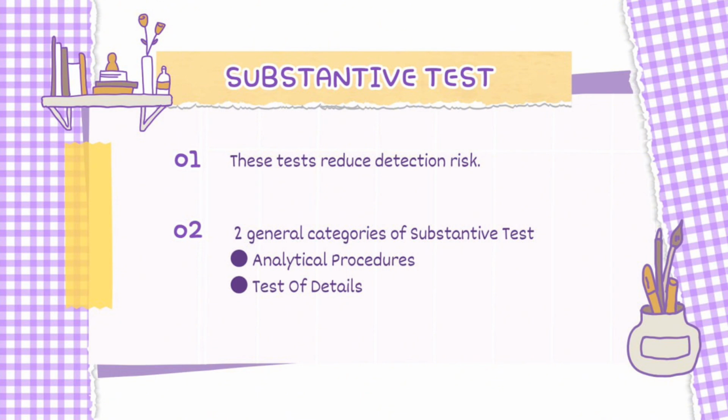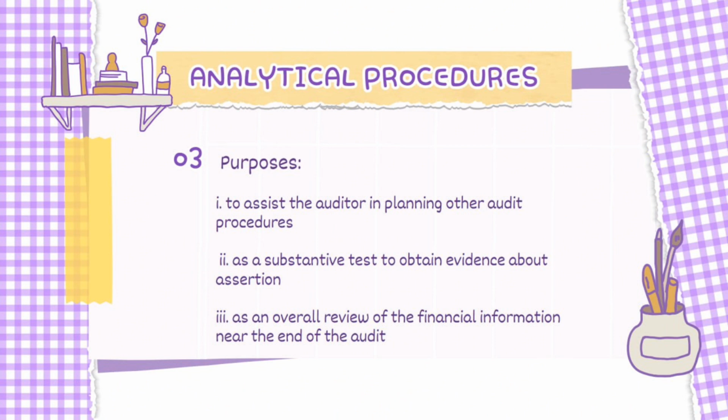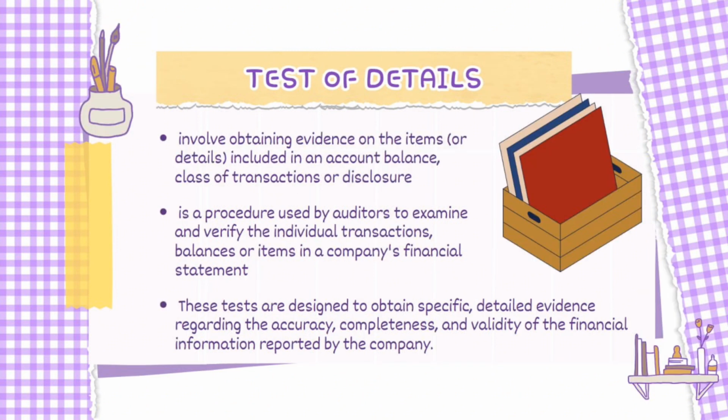There are two general categories of substantive tests, which are analytical procedures and tests of details. Then, analytical procedures. Analytical procedures are the study and comparison of relationships between accounting data and related information, focusing on the reasonableness of relationships and identifying unusual fluctuations for investigation. The purposes of analytical procedures are to assist the auditor in planning other audit procedures, as a substantive test to obtain evidence about assertions, and as an overall review of the final information near the end of the audit.